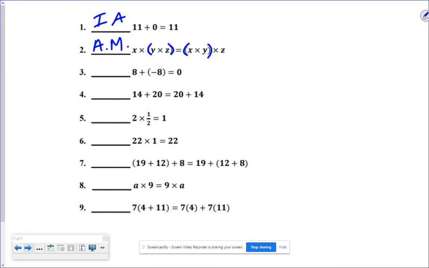Number 3, I have 8 plus negative 8, that equals 0. I don't remember any properties where I'm adding and then adding the negative to get a result of 0. I don't have any properties that I can think of, so this one would be none.